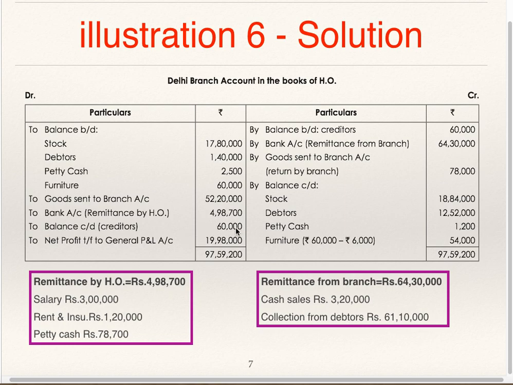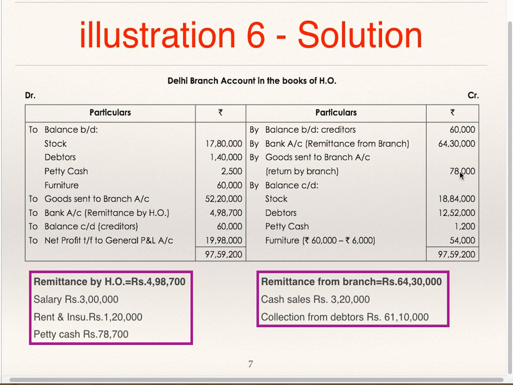Creditors. Just now I have told you nothing is mentioned about creditors. So by balance brought down, creditors 60,000. Same balance, opening as well as closing. By bank, remittances from branch. This is nothing but cash sales and collection from debtors, addition of these two.